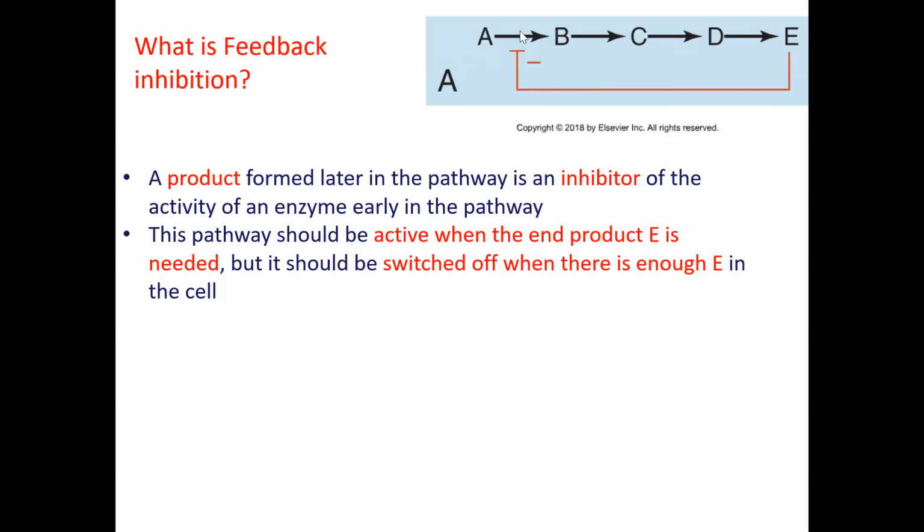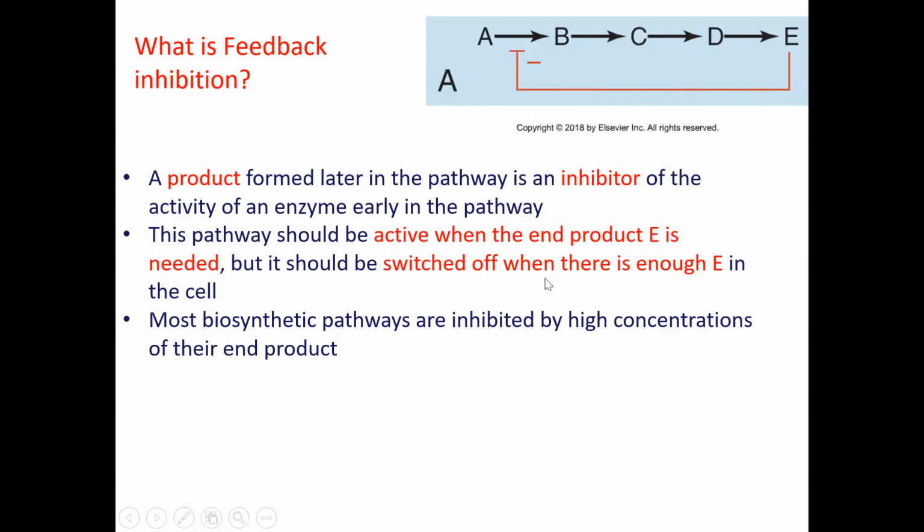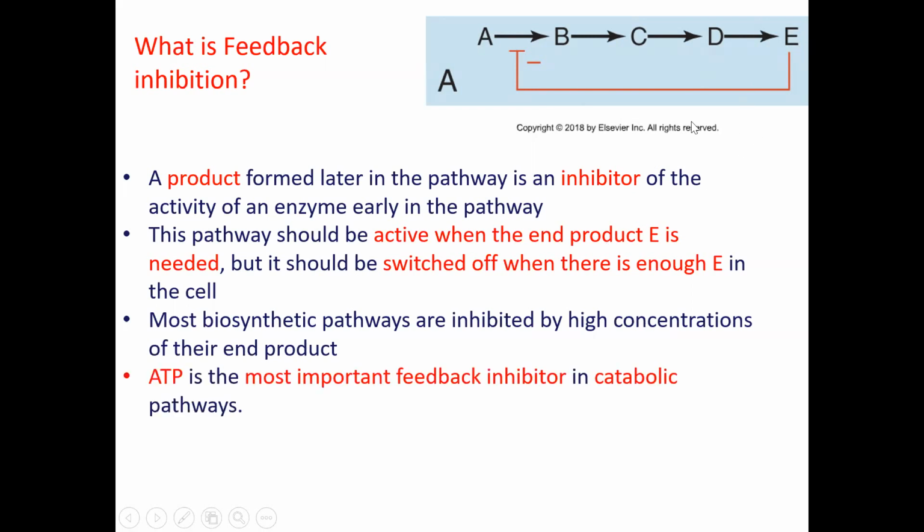So this pathway should only be active when E is needed. If we have too much of E, then we have to switch off this pathway. And this happens to most biosynthetic pathways inside the cell. There's no point in continuing to make E if we have too much E inside the cell. And ATP is the most important feedback inhibitor in catabolic pathways. In biosynthetic pathways, the feedback inhibitor is the molecule that we are trying to synthesize, but in catabolic pathways, the inhibitor of the pathway is ATP.